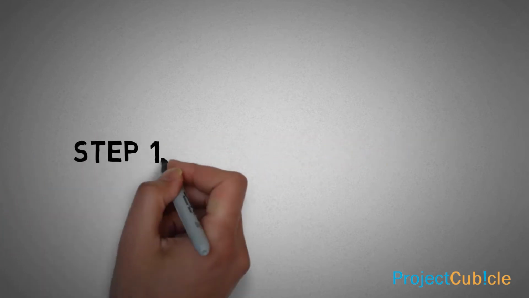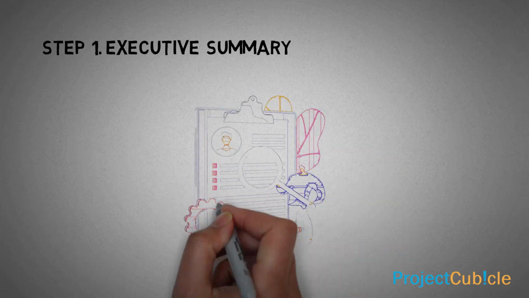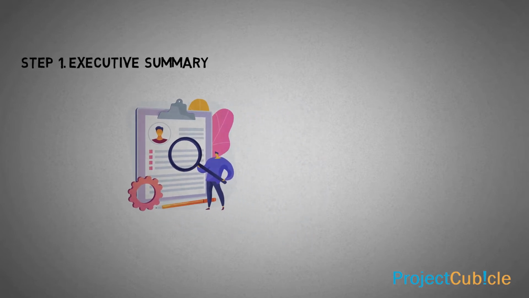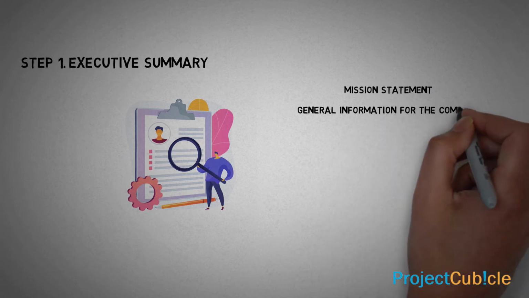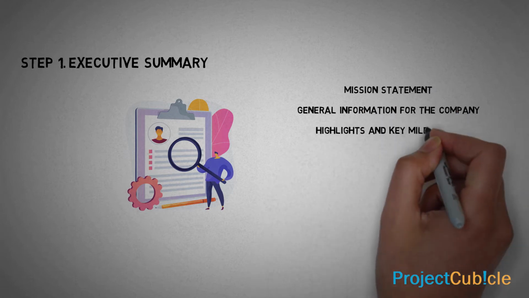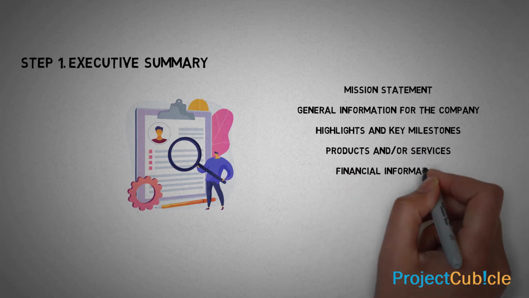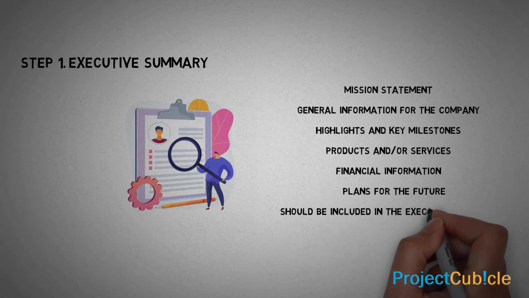Step 1. Executive Summary. The executive summary explains what your business does, where your business currently stands, what the plan is for the near future, and how you will proceed. Mission Statement. General information for the company. Highlights and key milestones. Products and/or services. Financial information. Plans for the future should be included in the executive summary.